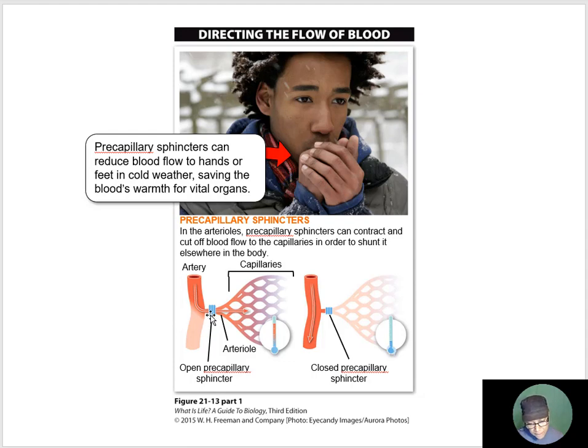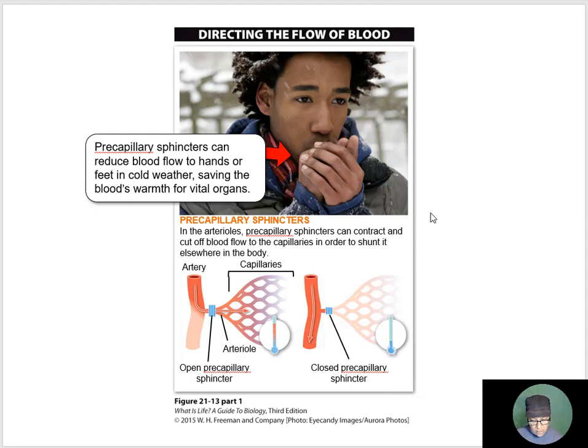And so these precapillary sphincters can reduce blood flow to your hands or to your feet in cold weather, saving the blood's warmth for vital organs. So your body starts to prioritize after a certain point, when you're out in really cold weather. And the body says, well, what's more important? Because we have to maintain homeostasis, we have to maintain our thermoregulation, and we're now going to start to shunt blood away from the extremities, which you can lose your extremities and still live, in order to keep the core warm, to keep the brain and the vital organs warm.